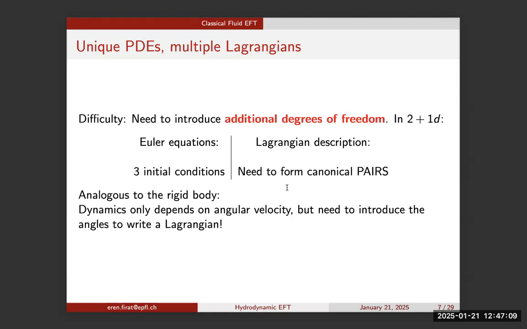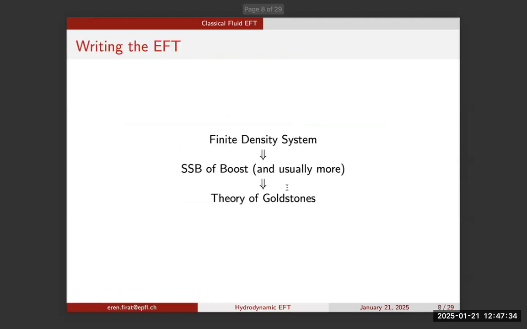For the rigid body, it's easy to understand them. It's just the angles themselves. Because if not, you cannot write canonical pairs and go to a Lagrangian formulation. And here the same thing happens, but for the perfect fluid. There are different ways to deal with that and introduce variables, and this is where the original ambiguity comes from.